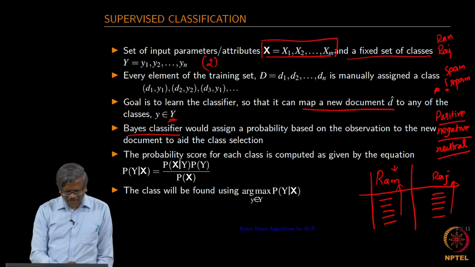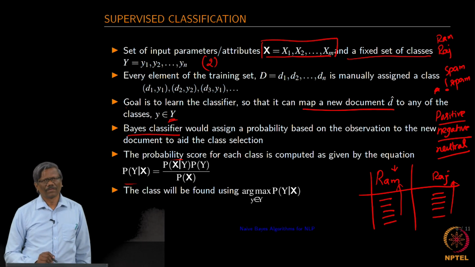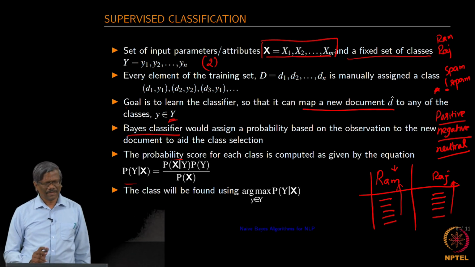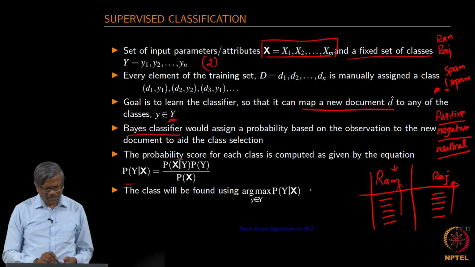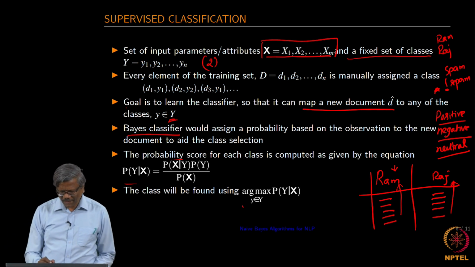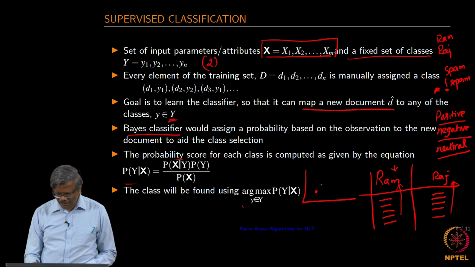We are going to compute the probability score for each class using this equation. The class would be found using the argmax. For example, in this case there are only two values, so we will have values corresponding to this. Let us say this is the probability score, this is the score.